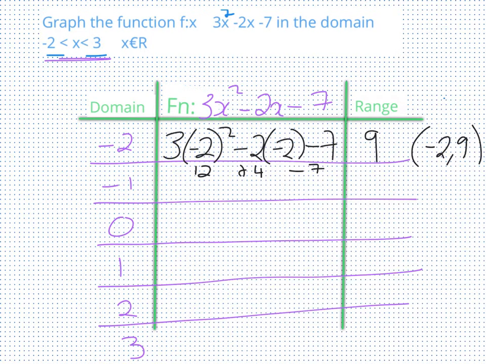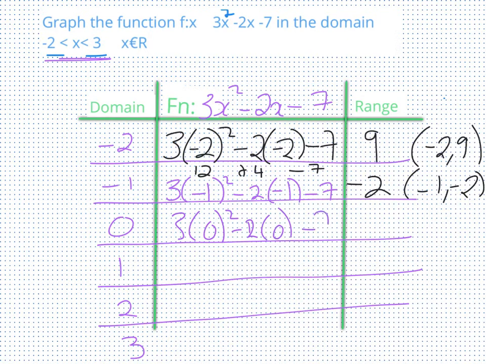My second couple is going to be 3 times (-1) squared, minus 2 times -1, minus 7. So again, -1 squared is 1, so it's going to be 3 plus 2, which is 5, minus 7, which is going to give me -2. And my second couple here is -1, -2. Then I'm going to move on to the 0. 3 times 0 squared, minus 2 times 0, minus 7 will just give me the -7. And I've got 0 and -7 as my next one.